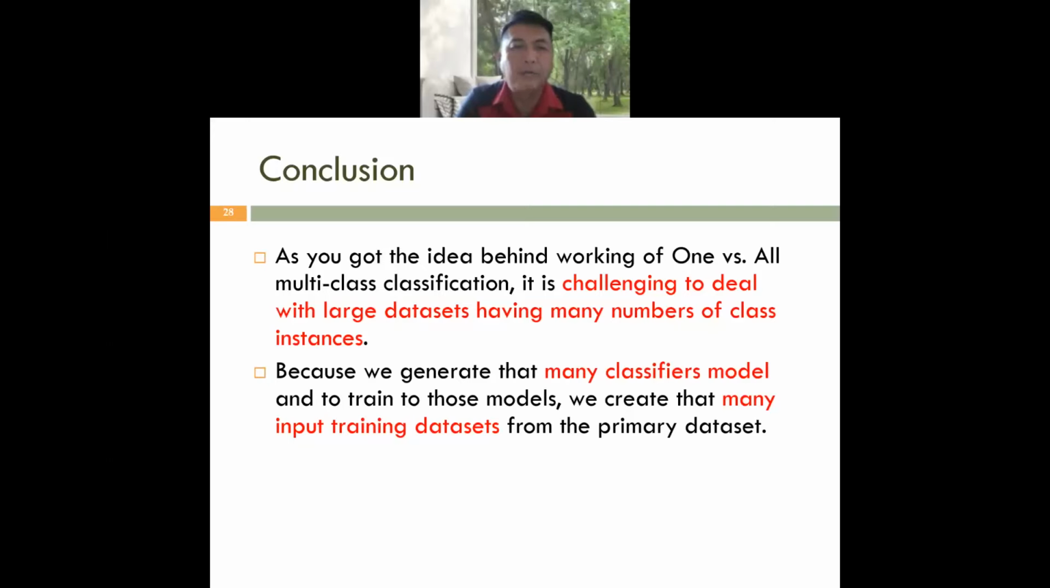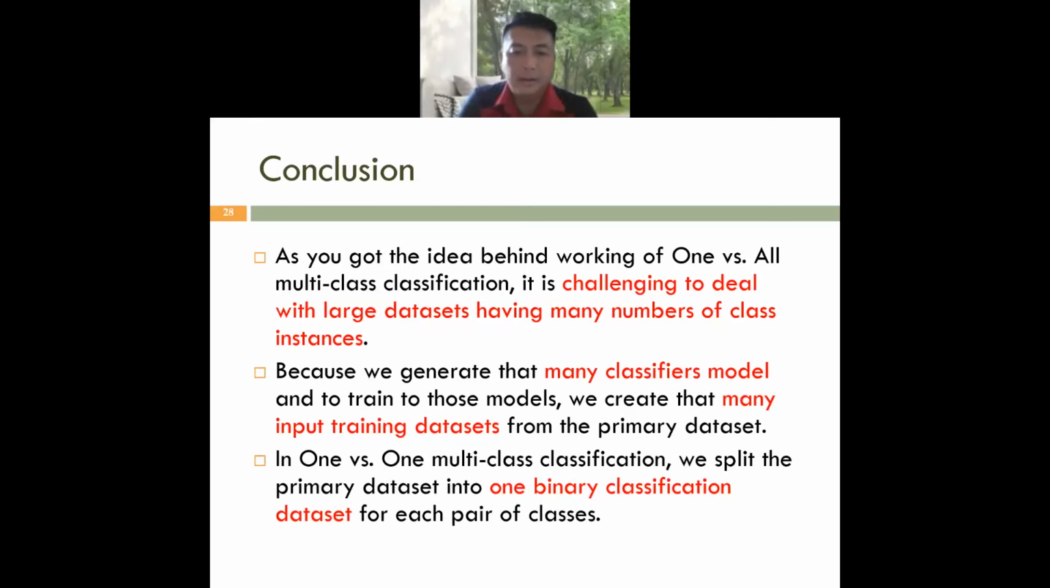It depends on the number of classes that we have. We need to create many classifier models and train those models using the input training data set that we have obtained. So in one versus one multi-class classification, we split the primary dataset into one binary classification dataset for each pair of classes. Compared to one versus many, where we split the primary data into one to many classes that we have.